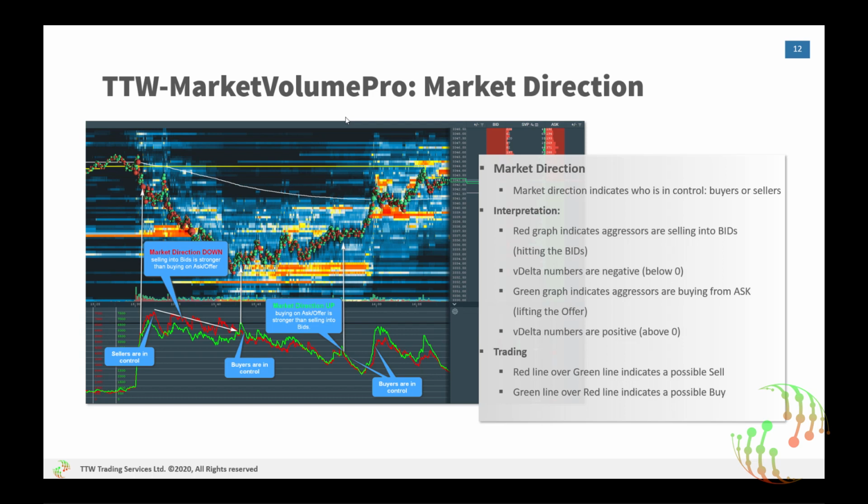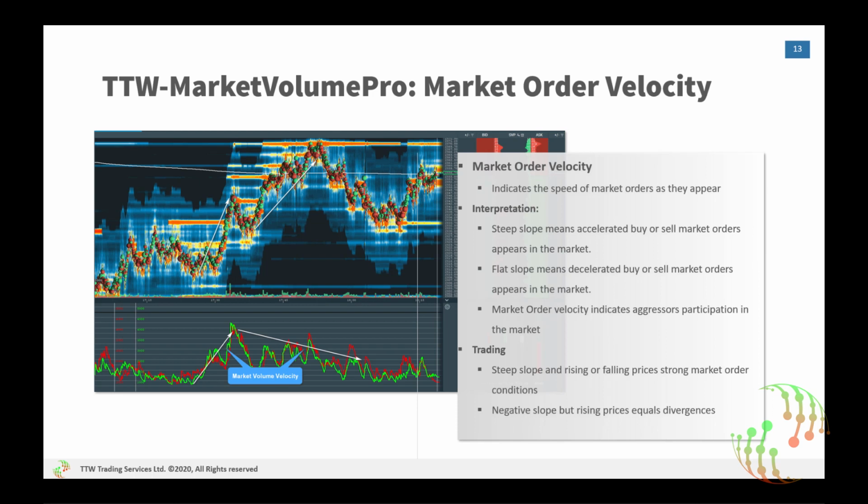That means above zero. If you want to use the market direction for trading, then the red line over the green line indicates a possible sell, and the green line over the red line indicates a possible buy, as you can see on this screenshot right there.